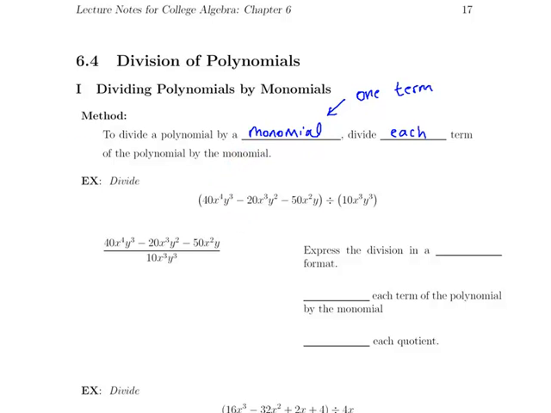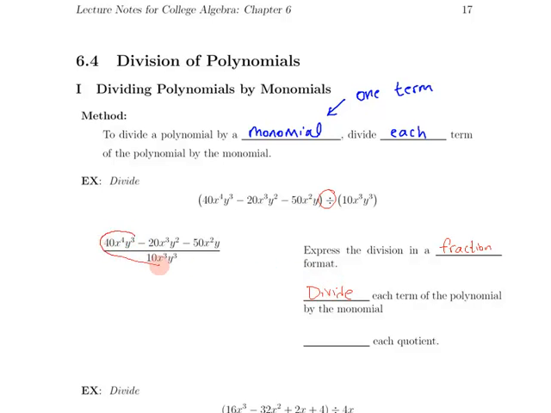So look at this one right here. We take the example where we have 40x to the fourth y cubed minus 20x cubed y squared minus 50x squared y, all of that divided by 10x cubed y cubed. So what you want to do first is just express this division, the old style division problem, as a fraction. So write it first in fraction format. And once you do that, just split this up into three different fractions. That is, you're going to divide each term of the polynomial by the monomial.